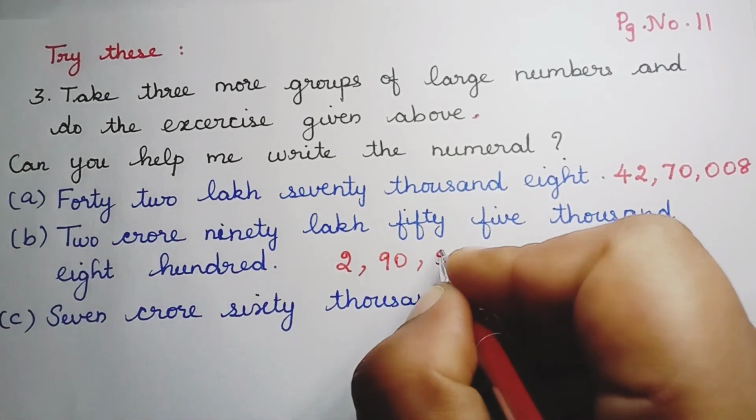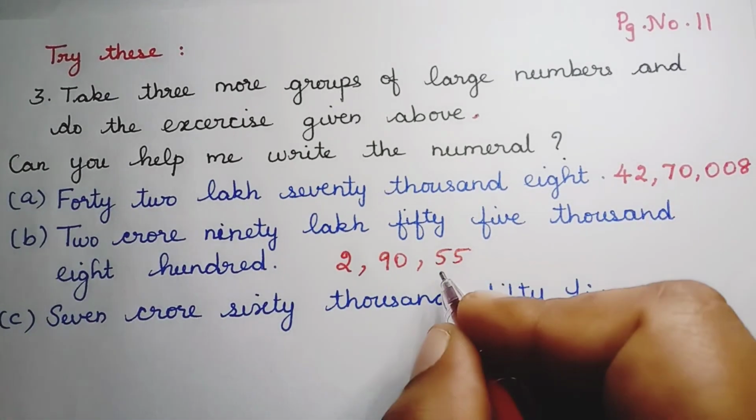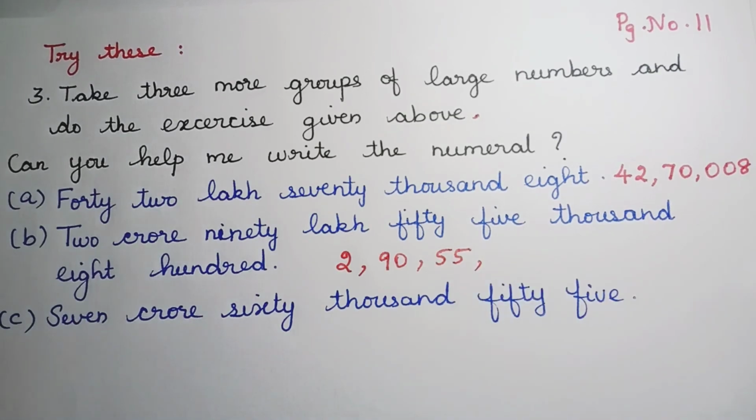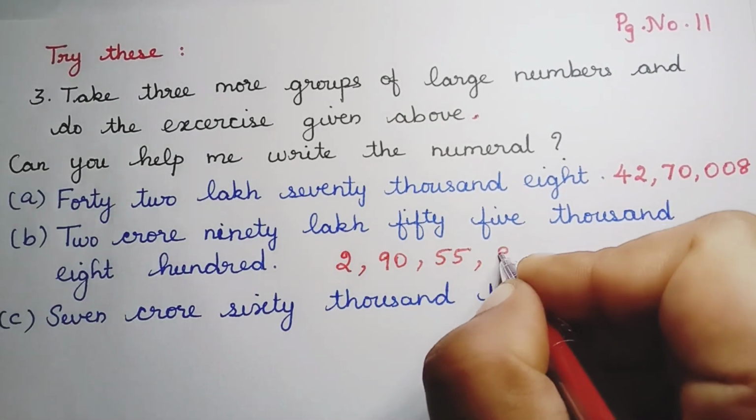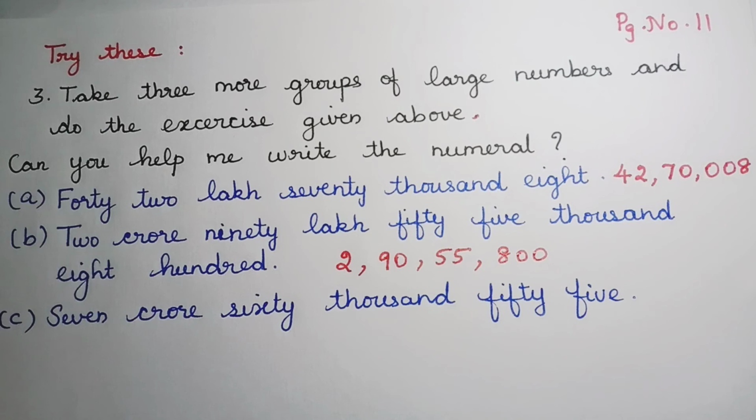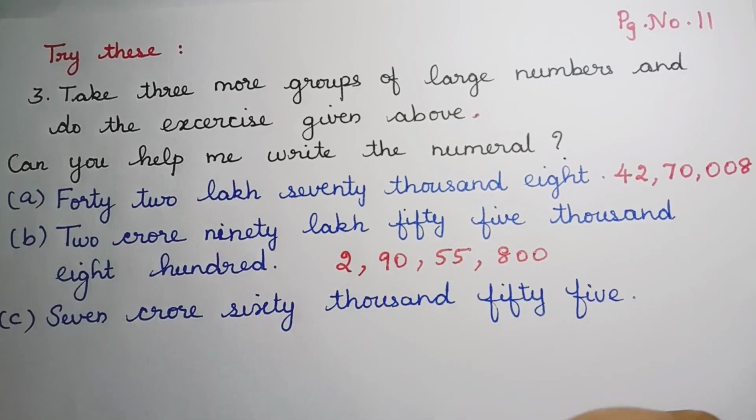55,000, so thousands also you see directly given, 55,000, put a comma. Then 800, so 800. Okay, very easy when you use commas.